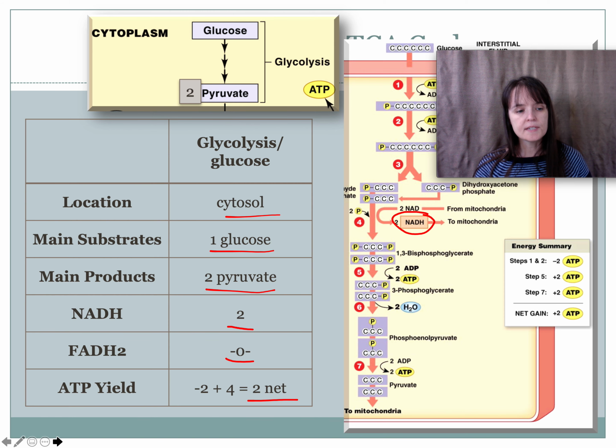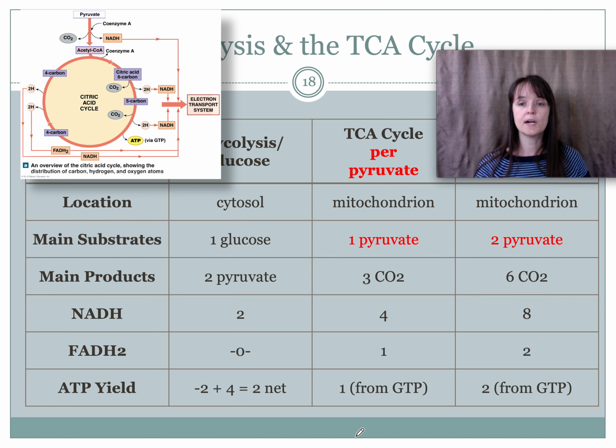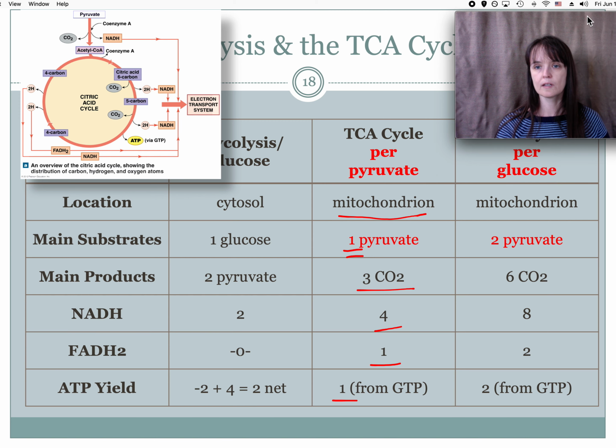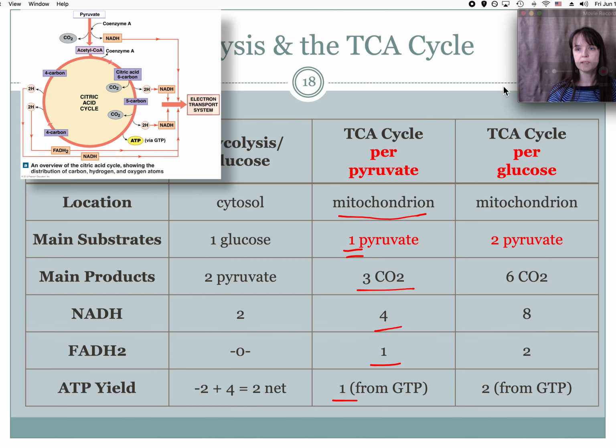Now we're going to do the citric acid cycle for 1 pyruvate and then come back and do the 2 pyruvate together, which will be per glucose. So the citric acid cycle per pyruvate, location, of course, is the mitochondrion. The main substrate here is 1 pyruvate. Main products: 3 carbon dioxide, 4 NADH, 1 FADH2, and 1 ATP from the GTP, that little shebang we had going on down here.